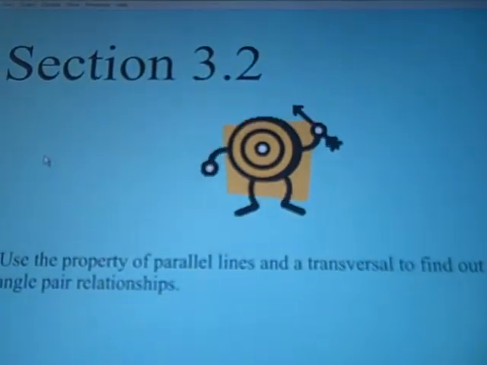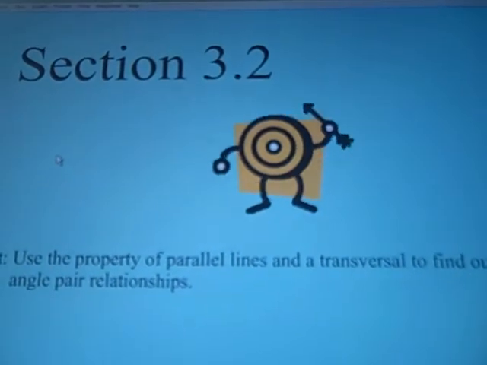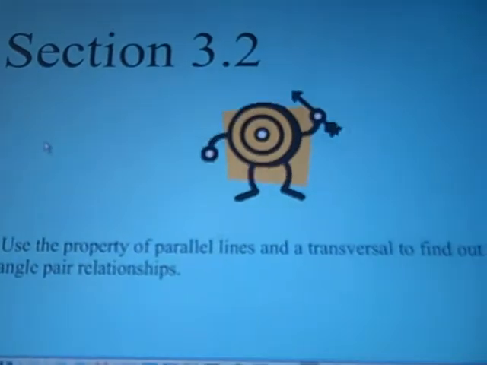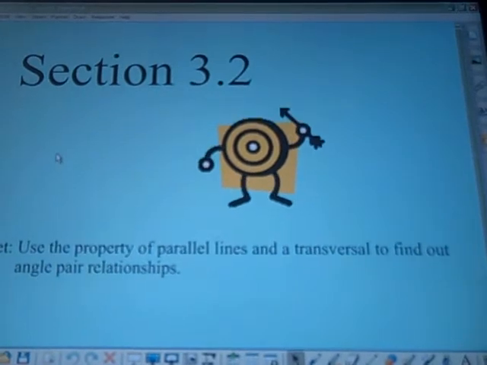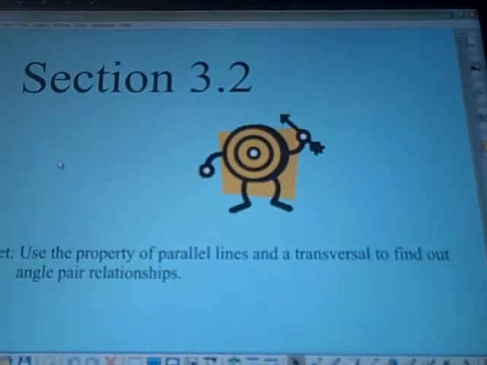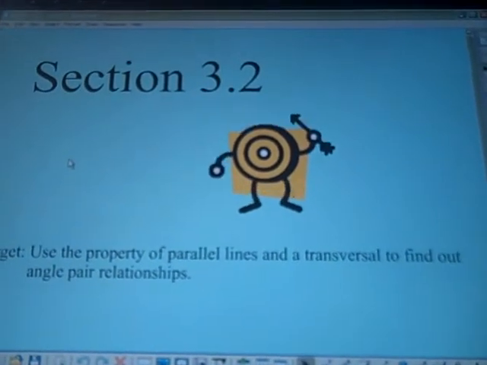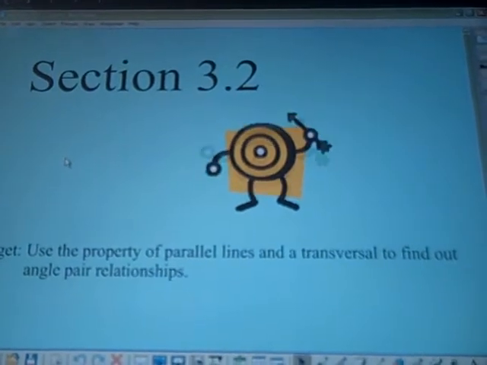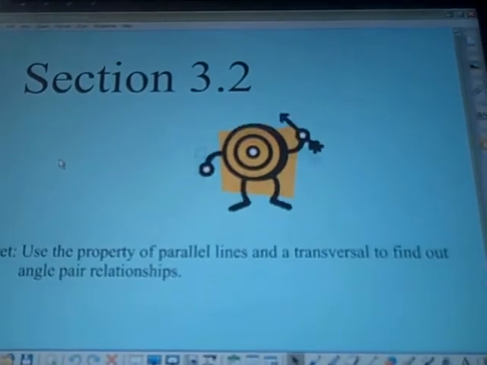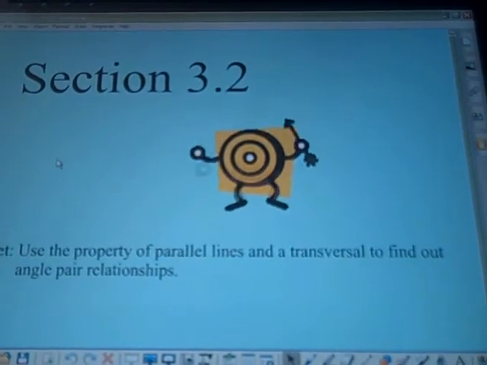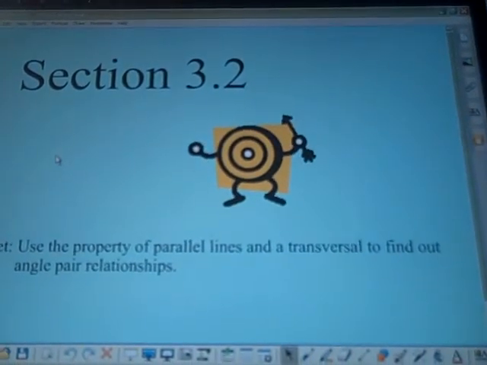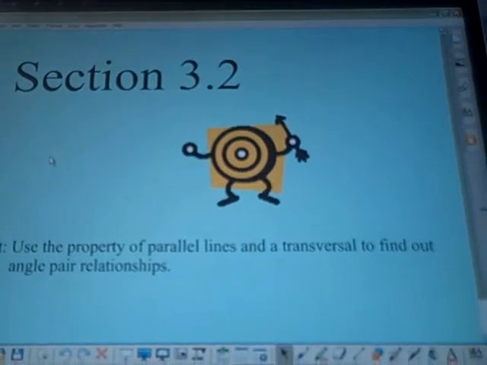Alright guys, so here's section 3.2. Now what we're going to do is look at the same thing we looked at with 3.1, except we're going to use the property of parallel lines and try to figure out what type of angle pair relationships we have. We know what type of angles there are. You've got your corresponding, your alternating interior, your alternating exteriors, and your same side or consecutive interior angles. Now we're going to figure out what happens when they're parallel.